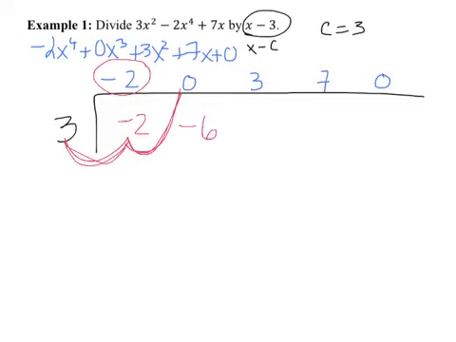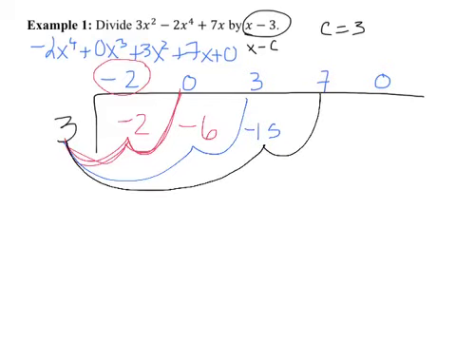We then do this again. Multiply and then add. So 3 times negative 6 is going to give us negative 18. Negative 18 and 3 is negative 15. Again, it's like we're distributing this 3 to everything. Multiply, giving us negative 45, and then add, giving us negative 38. And then finally multiply, giving us negative 114, and negative 114 plus 0 is negative 114.